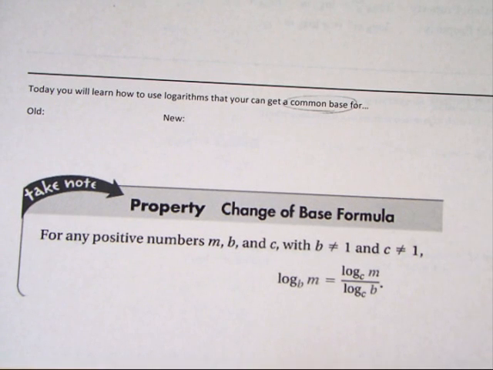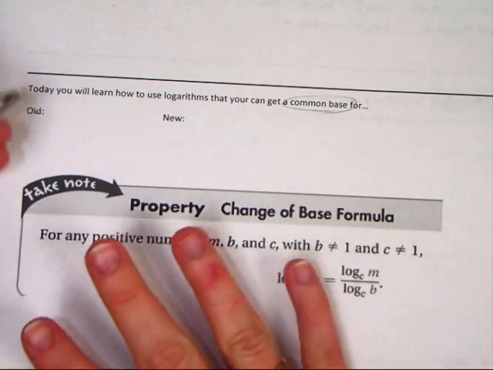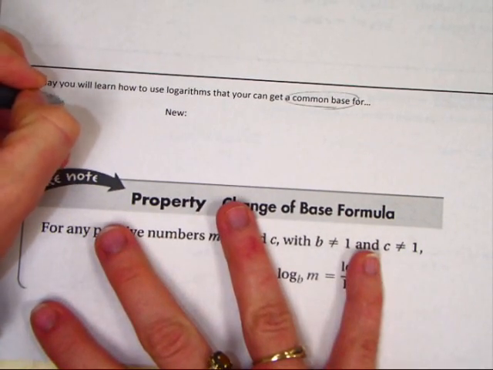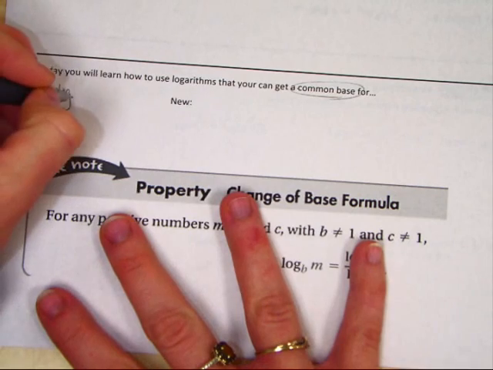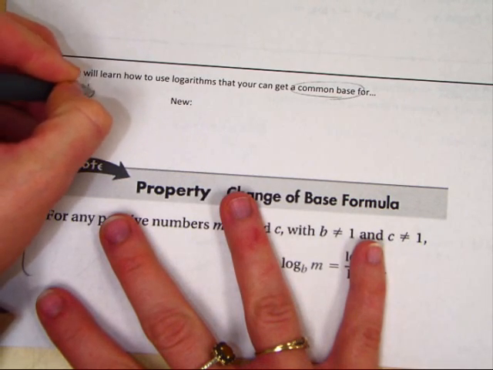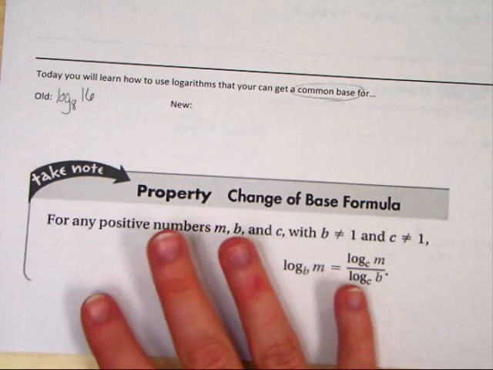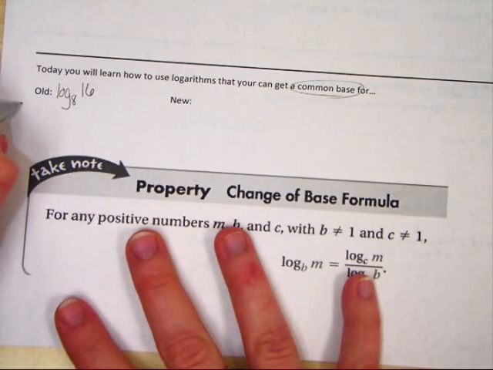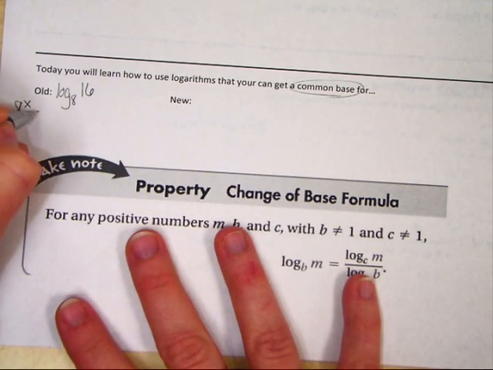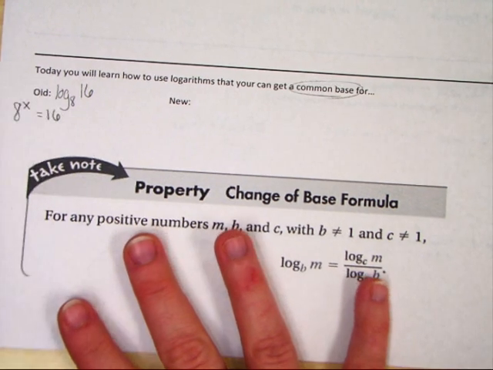As we move on, we're going to compare problems like today with problems like yesterday, or in 7.3. In 7.3, you would have seen a problem like this: log base 8 of 16. And you would have had to figure out, okay, I've got to get a common base. So you would say 8 to the x equals 16.